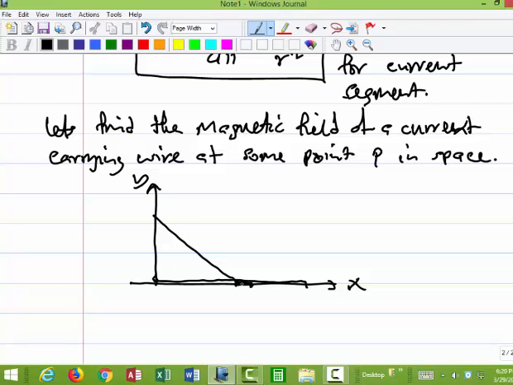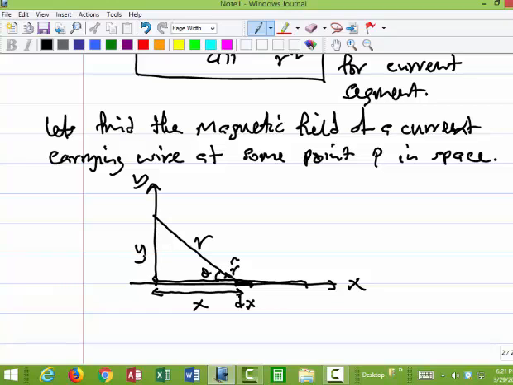So this is r. The unit normal vector is r hat. The angle is theta. This is dx. And the distance is x. So we can take this to be y. I want to put it on the y-axis so that it will show the trigonometry very clearly.